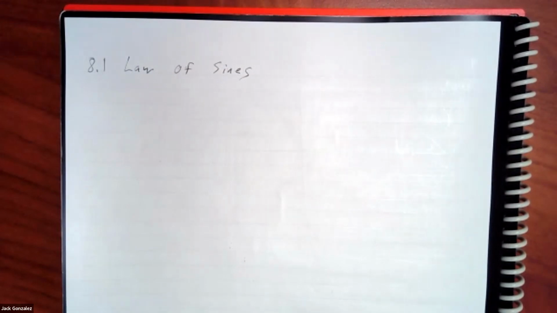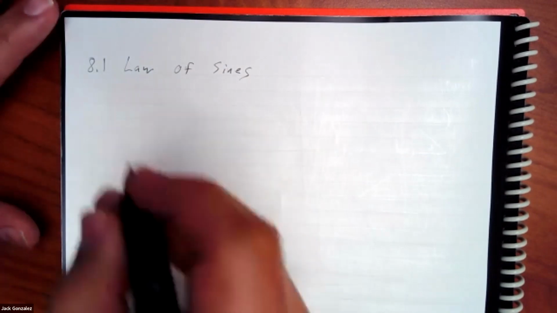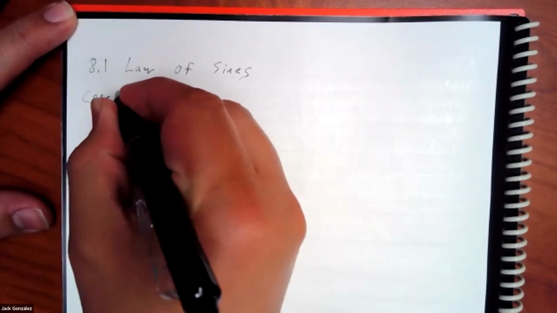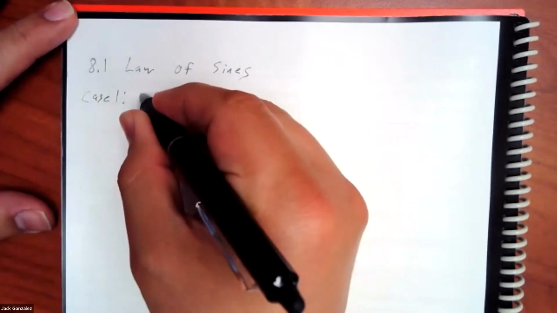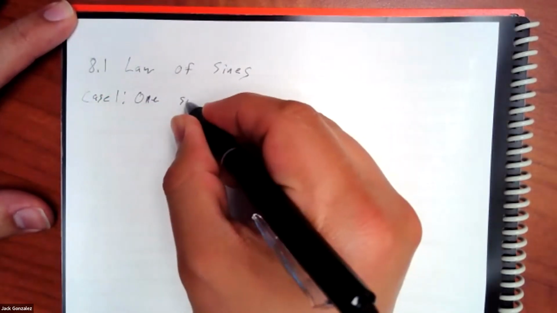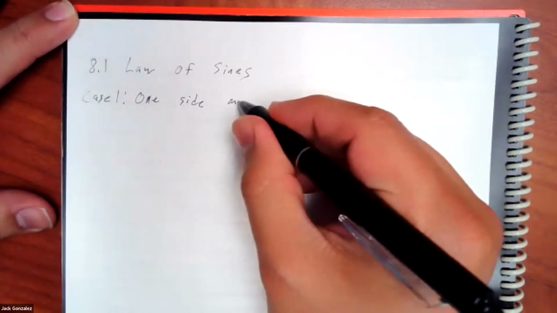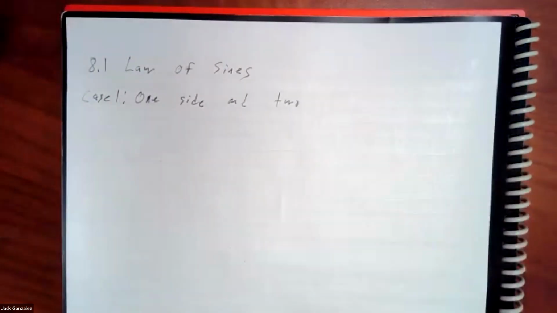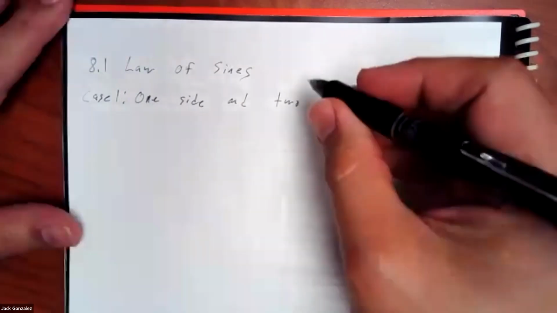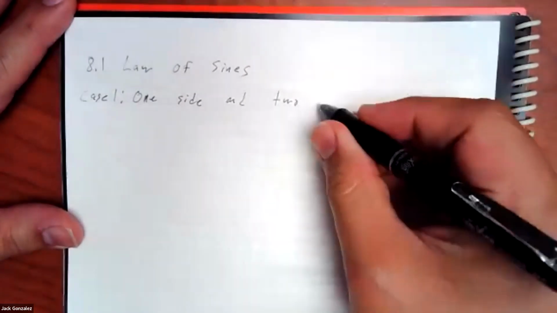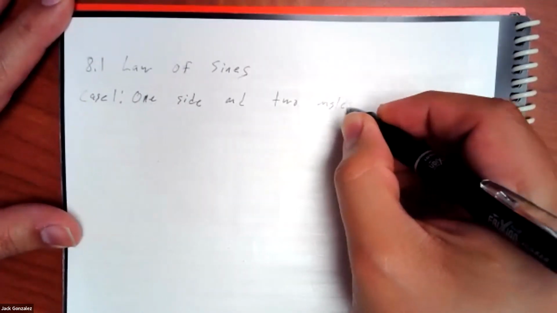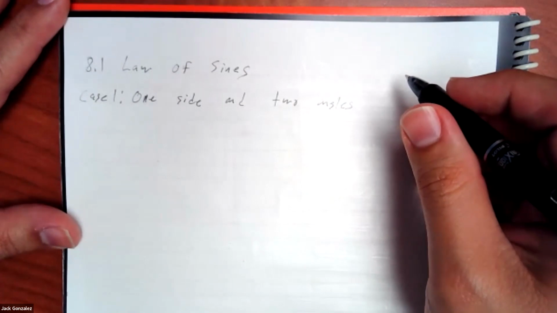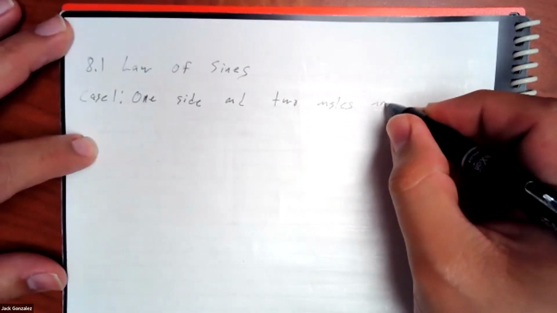So case 1 and case 2 are where you use law of sines. There's 4 cases. Case 1 is when you have one side and 2 angles. Sorry about that. That better? You have one side and 2 angles. So one side and 2 angles are known. We'll phrase it that way.